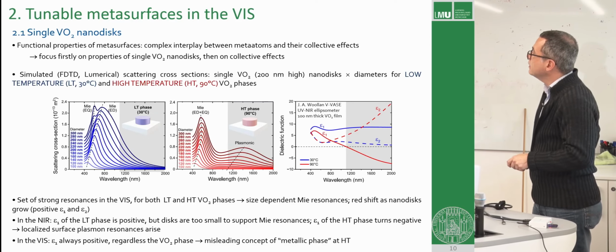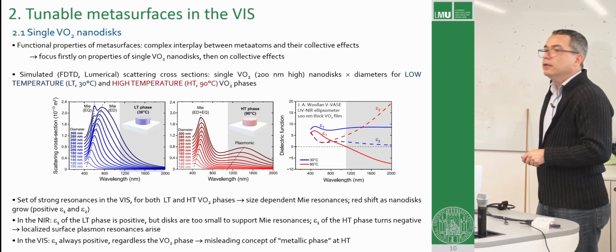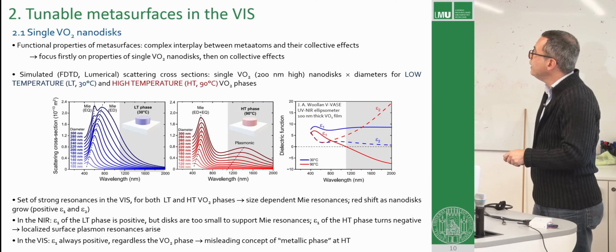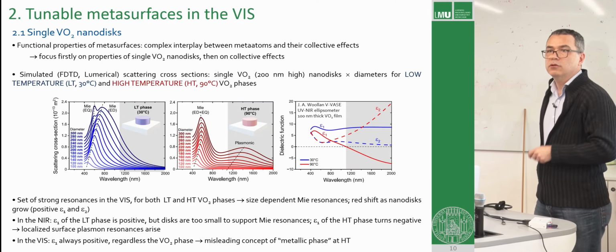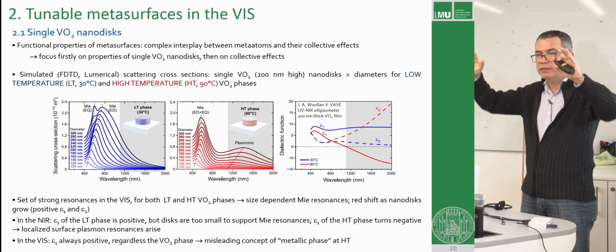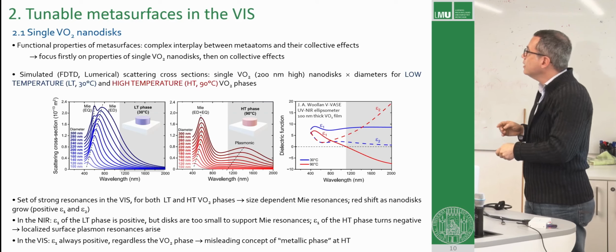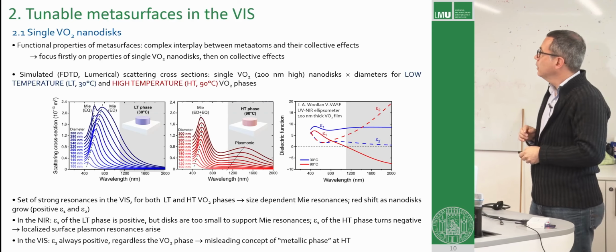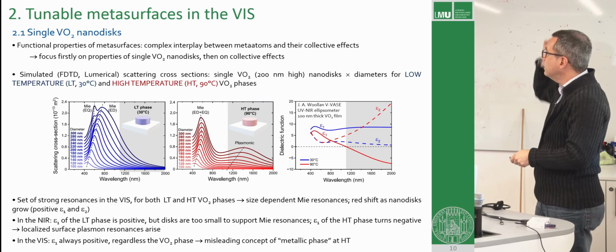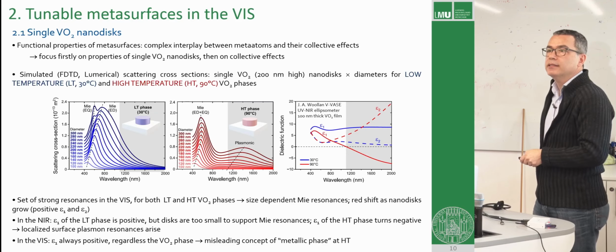And as the disks get larger and larger, they start also showing a Mie electric quadrupole resonance. These resonances that in principle occupy more space start fitting inside the particle, and then they appear. But you see that this also happens in the high temperature phase.